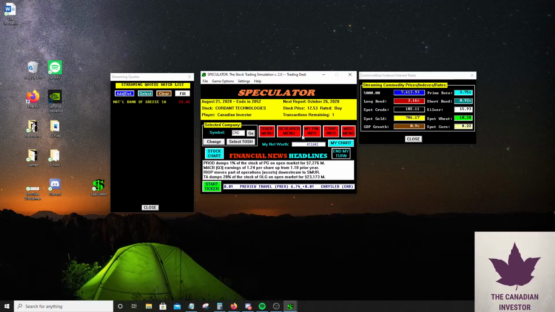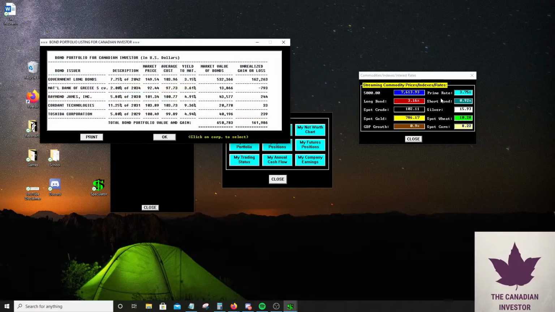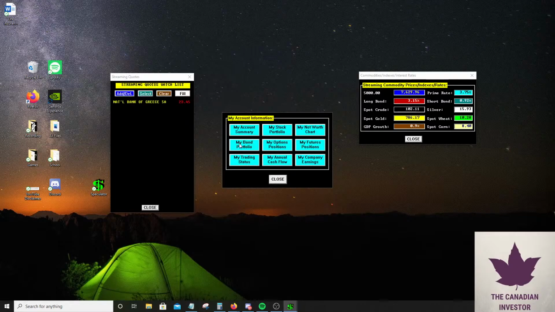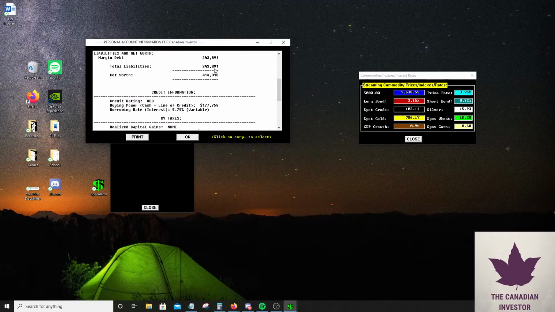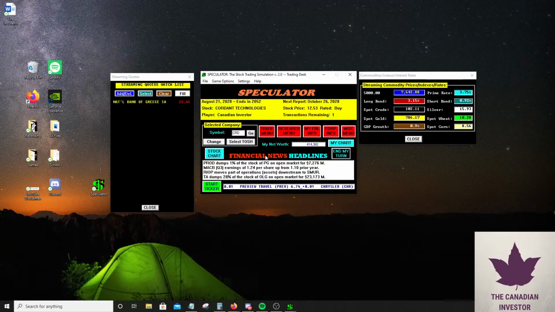Okay, I'm going to go ahead and exit out of our bond for now because I think interest rates are pretty likely not to go lower. So right now we have about a $162,000 gain on our bond, which is pretty spectacular. And we have a loan of $243,000. So that's still pretty good.